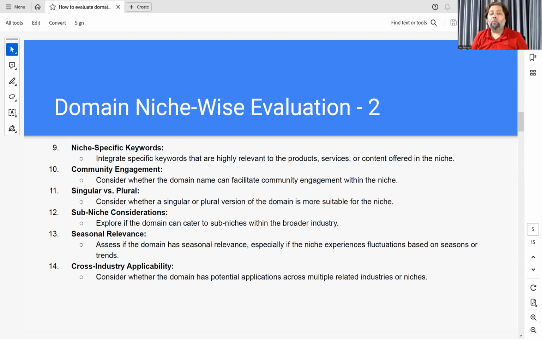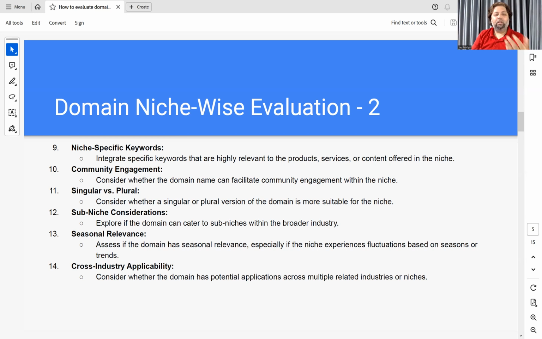But if I talk about mobilestores.com or mobilestore.com, you can skip this one. You can skip this one, mobilestore.com. You can skip this one if you have mobilestore.com. There's no need of plural here. This is not making any sense.